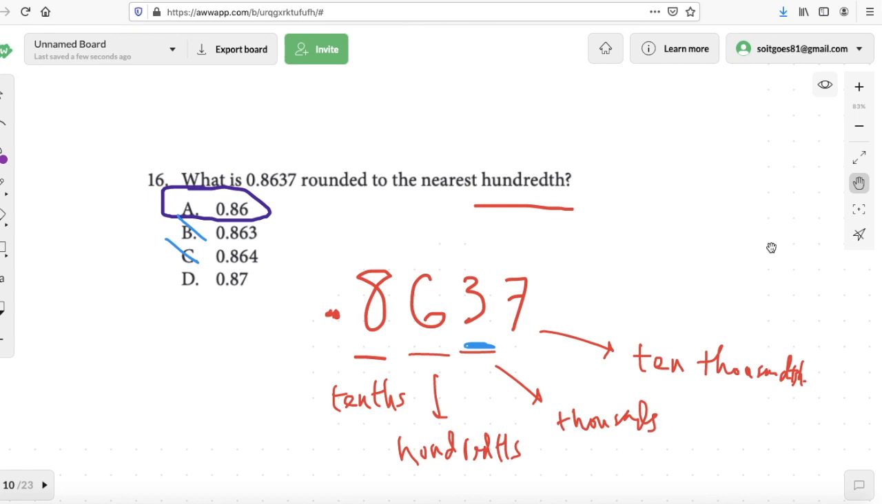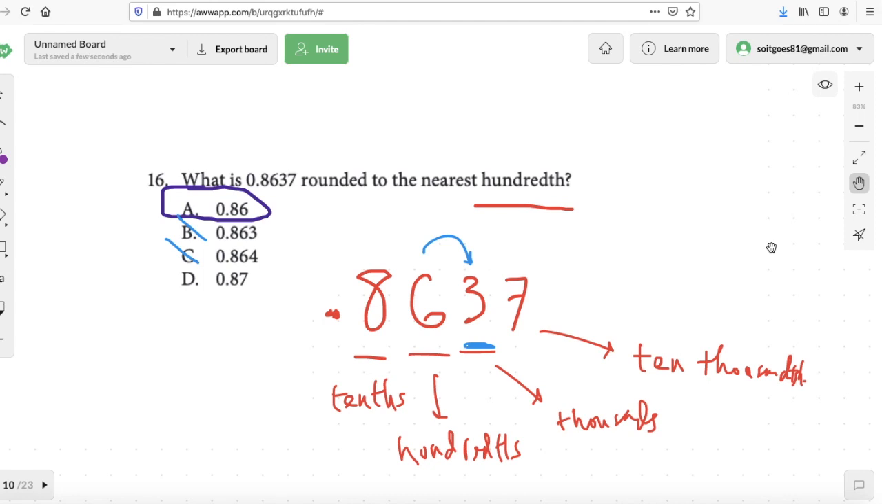If you know what hundredths means, that's the second number after the decimal, then it can't be B or C, because those are in the thousandths place. So it's either A or D. The question is, do you round up or round down? Look at the next number. If it's 5 or bigger, you round up. If it's less than 5, you round down. And that's all there is to it.